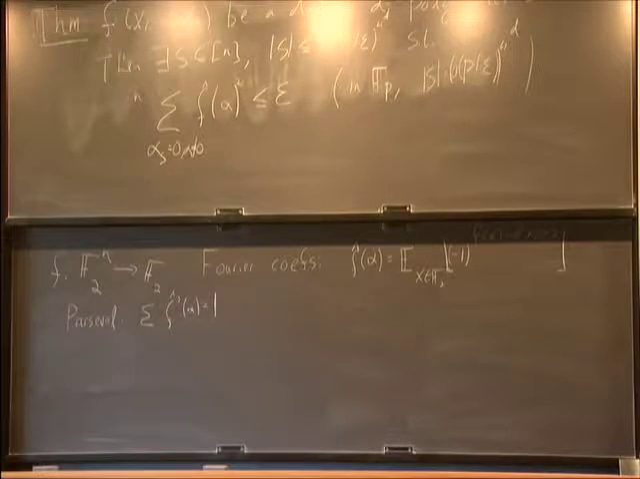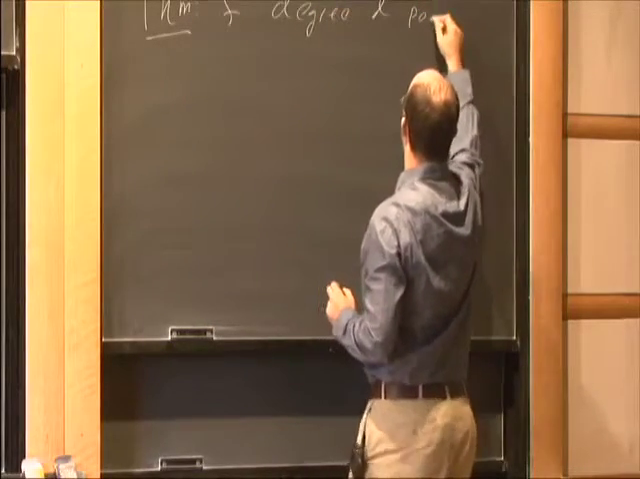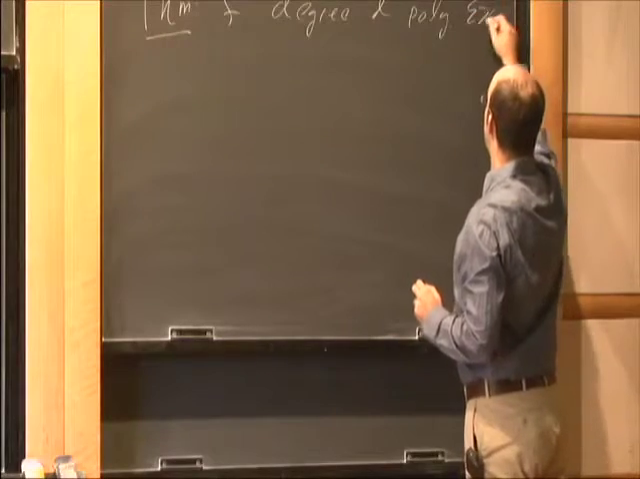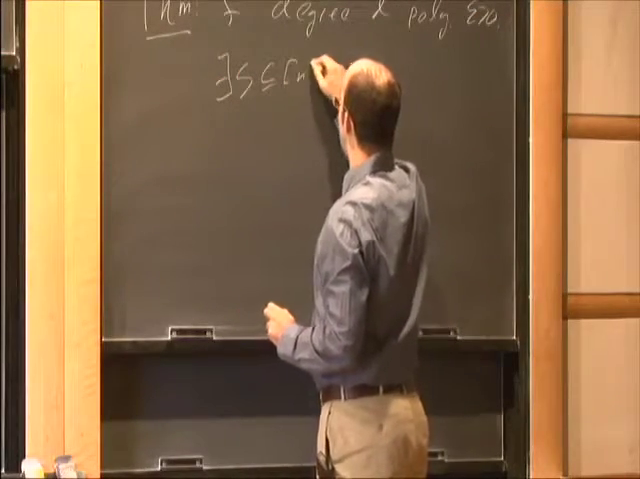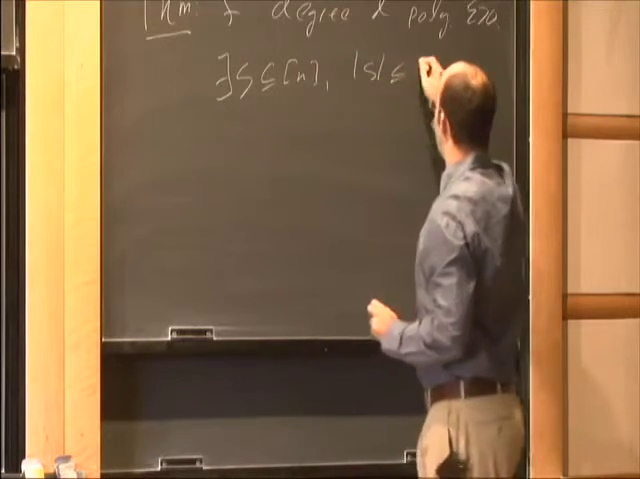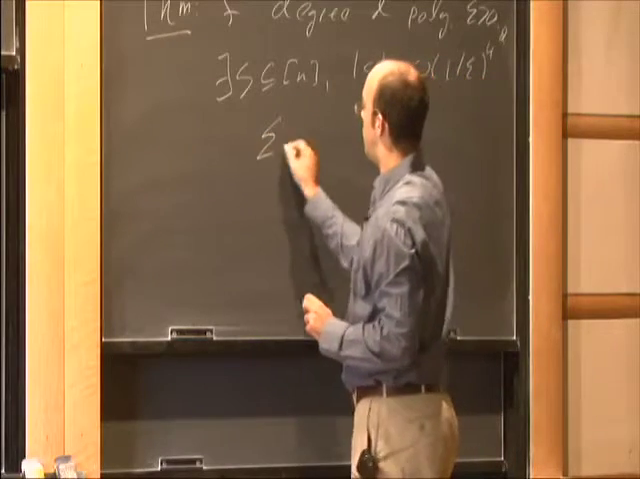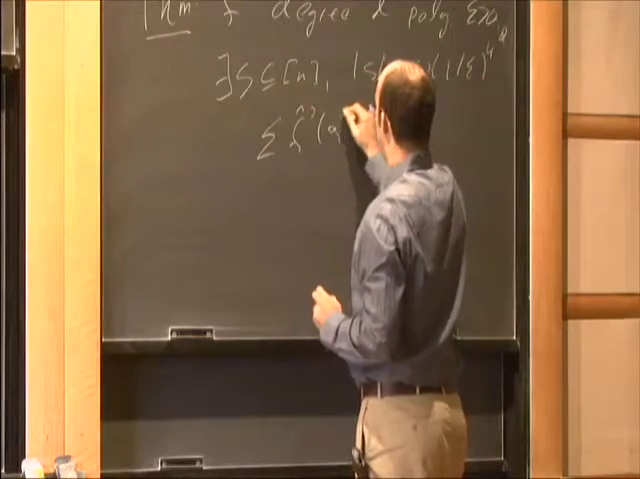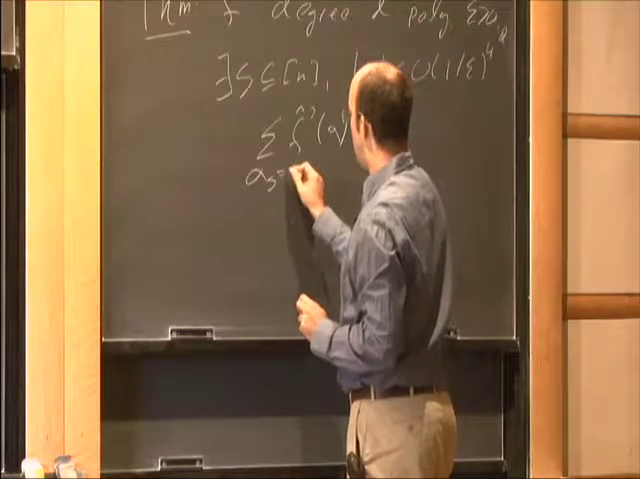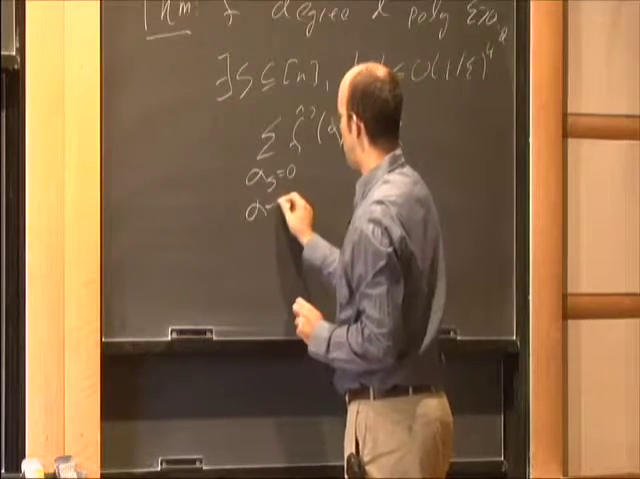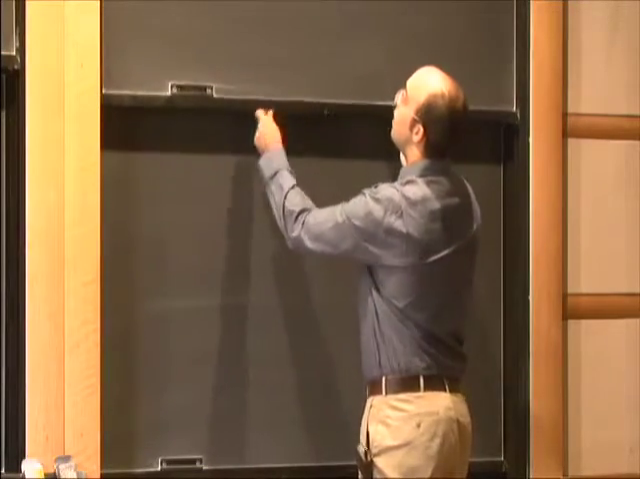So f is a degree d polynomial. We have some epsilon, and there exists a set S of variables, its size of order 1 over epsilon to the 4 to the d, and the sum of squares is at most epsilon, where we sum over all the Fourier coefficients which are 0 on S but which are not the 0 Fourier coefficient. I won't delete it, it will always be here.